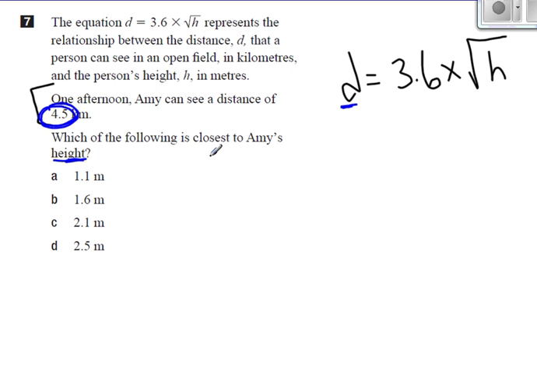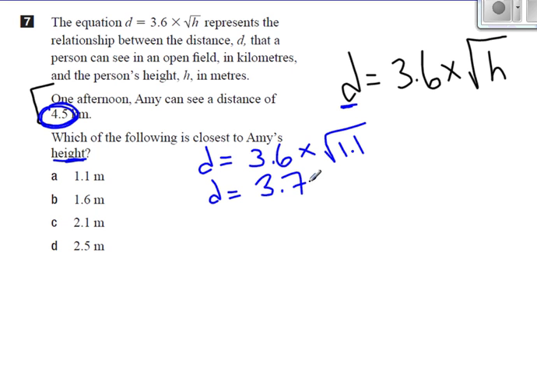So let's take A. So 3.6 times the square root of 1.1. So obviously this is a calculator question. 3.6 times the square root of 1.1. Your scientific calculator should be able to do that all at once. And that gives me about 3.78. I want 4.5. I didn't get it. It can't be this one.